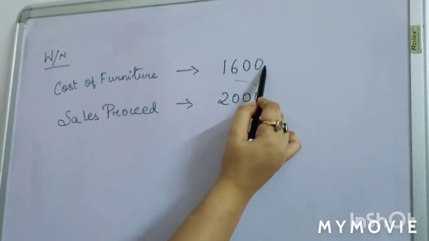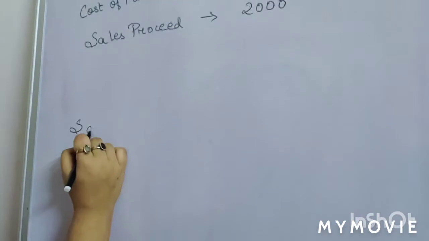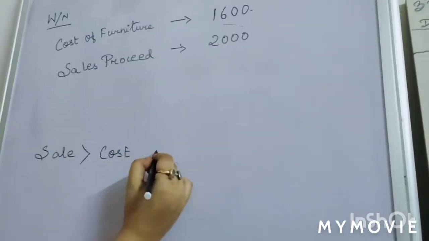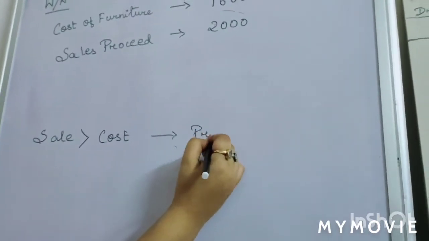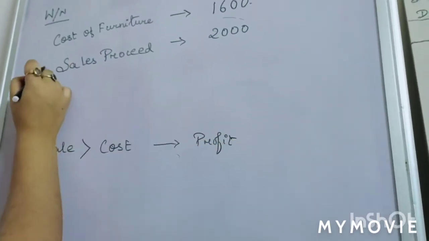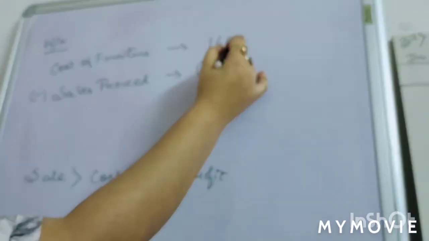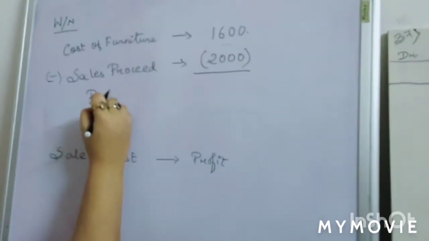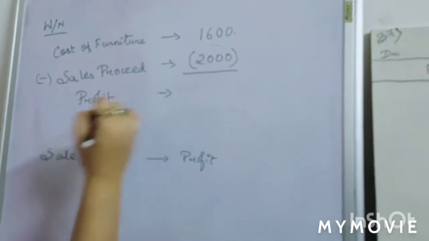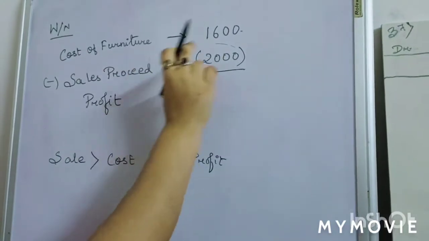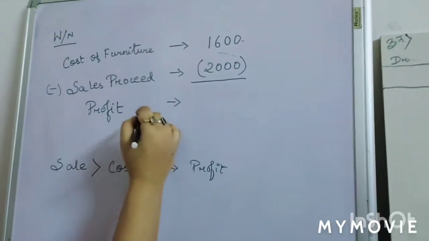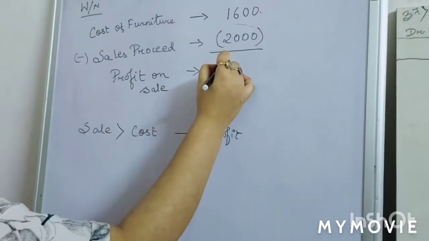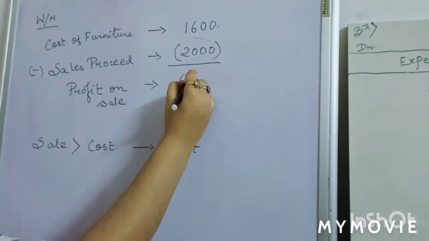Now in this case what we can see that our sales value is more than our cost value. So whenever the sale is more than the cost, then it indicates profit. Okay, so the difference between the sale and the cost price will be treated as profit. Why? Because our selling price is more than our cost price. So there was a profit on sale. And how much profit we made? We made profit of 400.